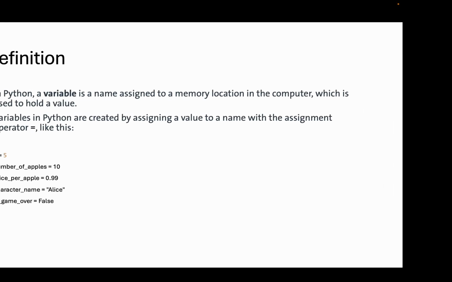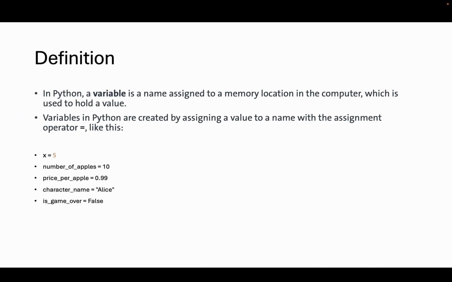Now we can ask ourselves, what is a variable? So in Python, a variable is a name assigned to a memory location in the computer, which is used to hold a value. And to create a variable in Python, we use the assignment operator, which is the equal symbol. We have some examples here.